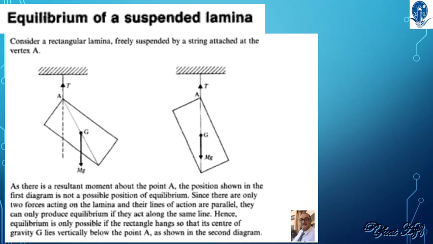Okay, and this is a lamina. What do you think? Yes, here are two forces. This is mg and this is the line of tension. These two forces are not in equilibrium, but in that one they are in equilibrium when the tension and the mg are on the same vertical line.